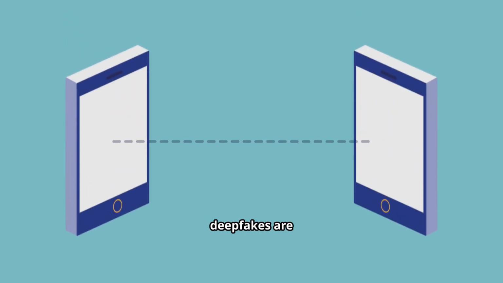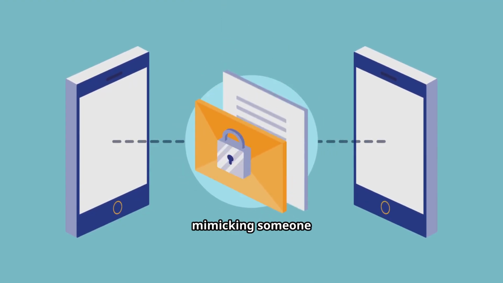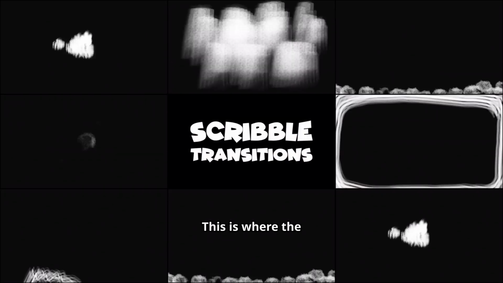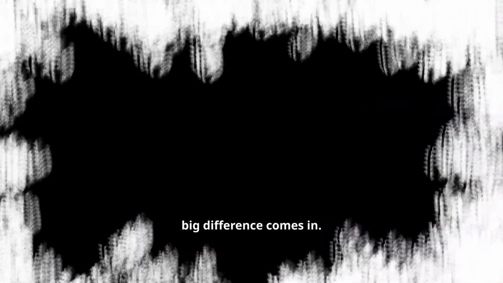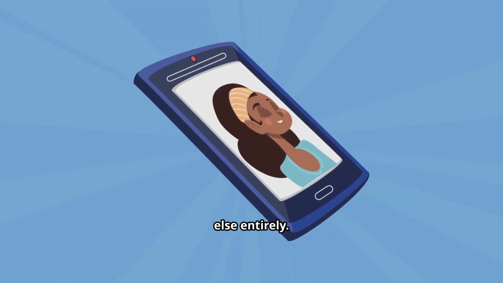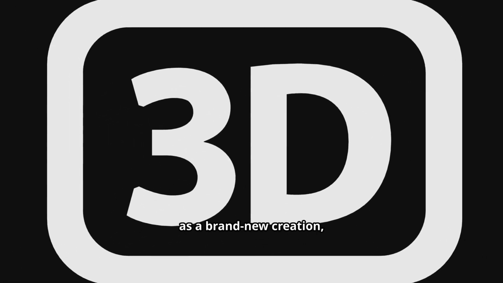The key is that deepfakes are usually about mimicking someone who already exists, often without them even knowing about it. This is where the big difference comes in. Now let's talk about AI avatars. These are something else entirely. Think of them less as a copy and more as a brand new creation, a digital puppet that you control.